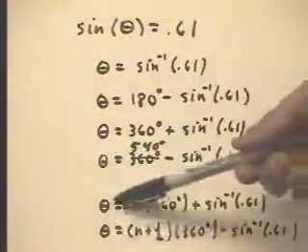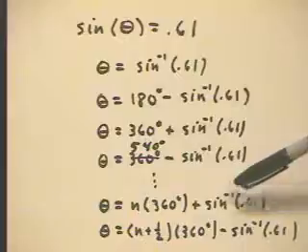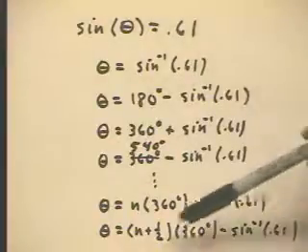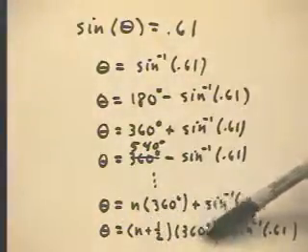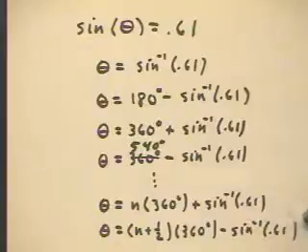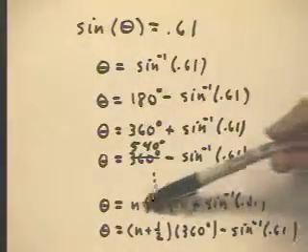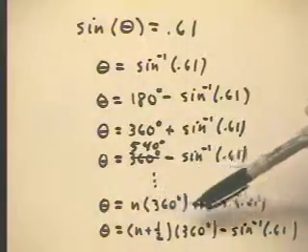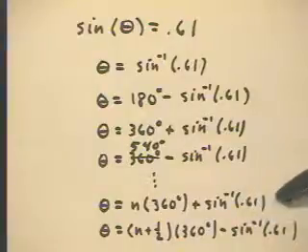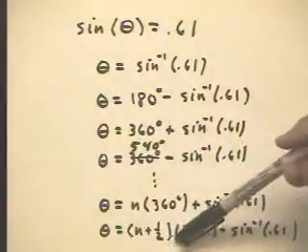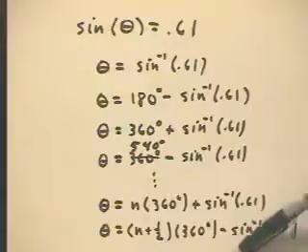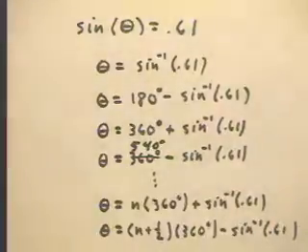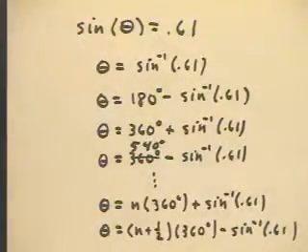In general, n times 360 degrees plus the inverse sine of 0.61, or n plus 1/2 times 360 degrees minus the inverse sine of 0.61. This one corresponds to n complete cycles, and then plus this angle, or n and a half complete cycles, and then you have to backtrack through that angle for the reasons that we've already seen.